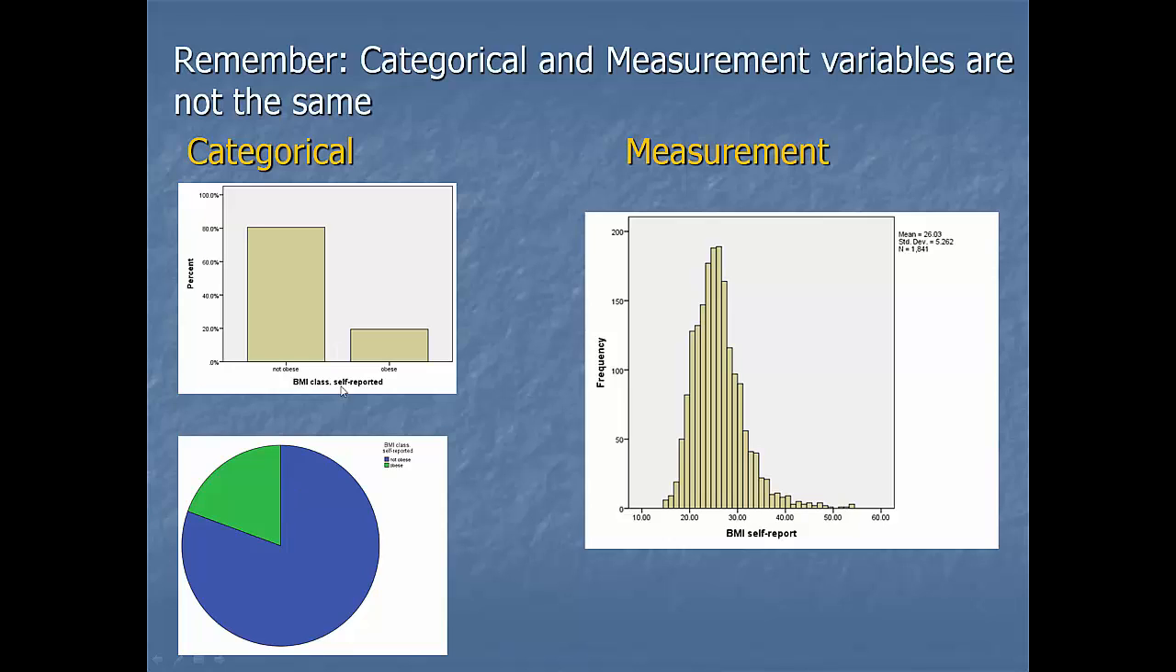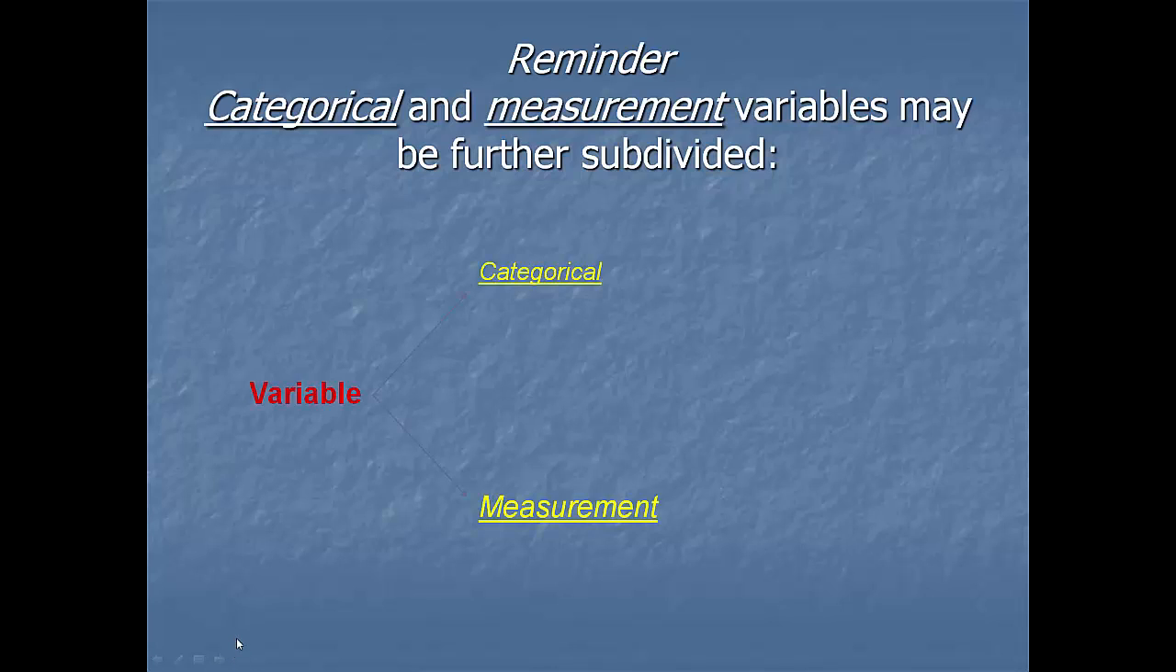So here are some visuals. For categorical, we have the bar chart. Remember, these are two separate bars. Here we have a measurement variable, so it's got the more continuous kind of feel to the bars. And in categorical, we can also do a pie chart, which also gives us a sense of yes or no. In this case, obese or not obese, BMI, whatever the data that you're studying is.